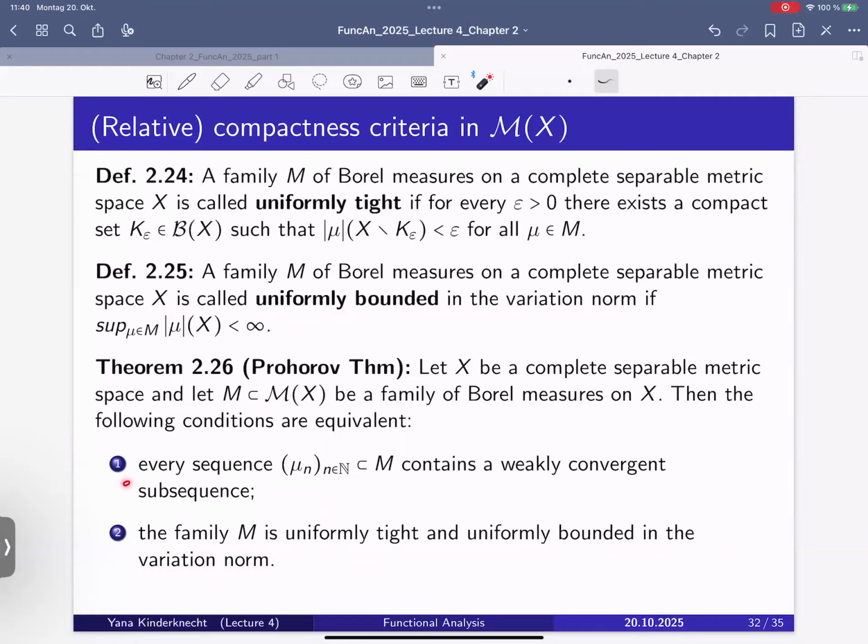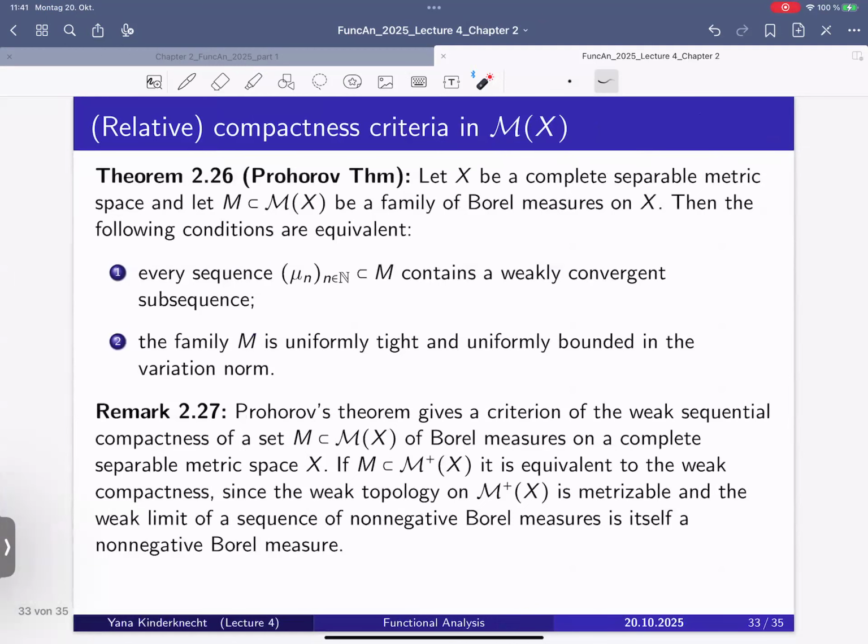So every sequence contains a weakly convergent subsequence. This is a kind of relative pre-compactness, sequential relative compactness or sequential pre-compactness. I guess this is the remark. Prokhorov's theorem gives a criterion of weak sequential compactness. So a sequence, not a net, contains a weakly convergent subsequence. So this is sequential compactness of a set of Borel measures on a complete separable metric space X.